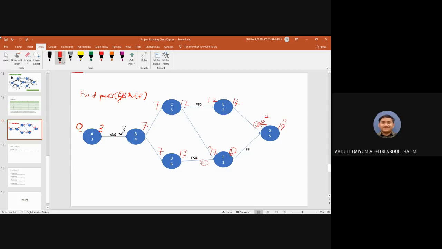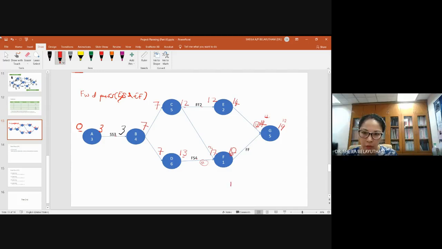No. Okay, so if all fine, we can get back with backward pass. Your backward pass will introduce your late finish and your late start.